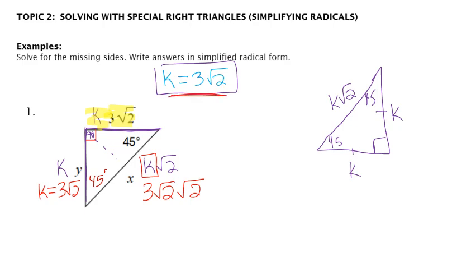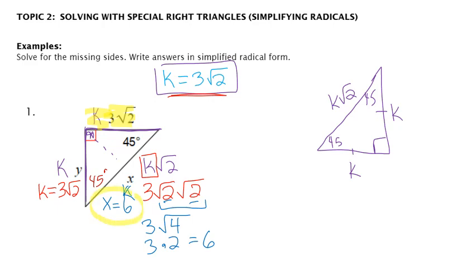So our answer is not just 3 radical 2. We have to go ahead and simplify. So radical 2 times radical 2. Some of you might remember when we learned radicals that just becomes a 2. If you need to see it again, you know that's 2 times 2, which is 4. The square root of 4 is 2. And so the hypotenuse is actually 6.